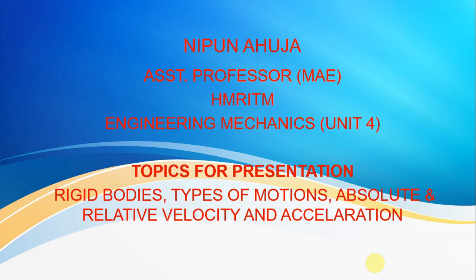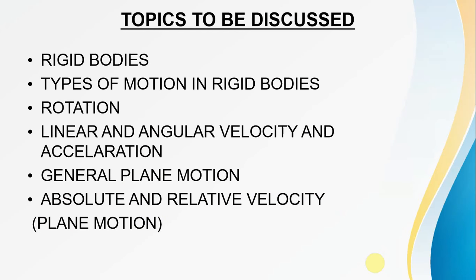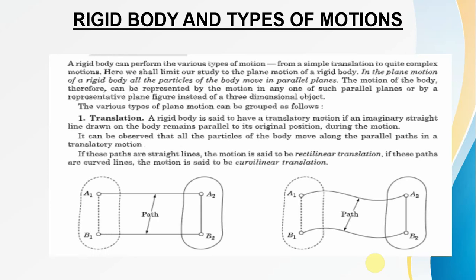So let's start. As I already said, the topics I am going to discuss are rigid bodies, types of motion, rotation, linear and angular velocity and acceleration, and general plane motion, and then we will discuss absolute and relative velocity in plane motion. First of all, let's discuss what a rigid body is.